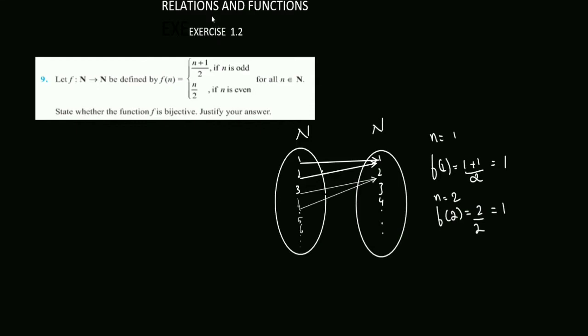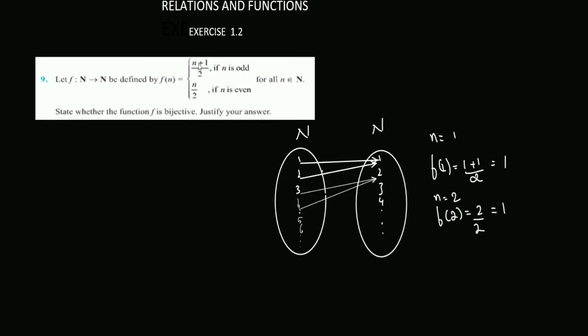Hello students, today we'll do exercise 1.2 from the chapter Relations and Functions. Question number 9. f is a function defined from N to N, and f of n is given as (n plus 1) by 2 if n is odd, n by 2 if n is even. State whether the function f is bijective. Justify your answer.